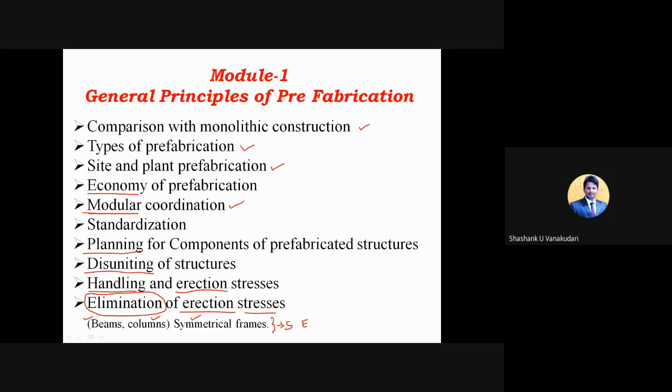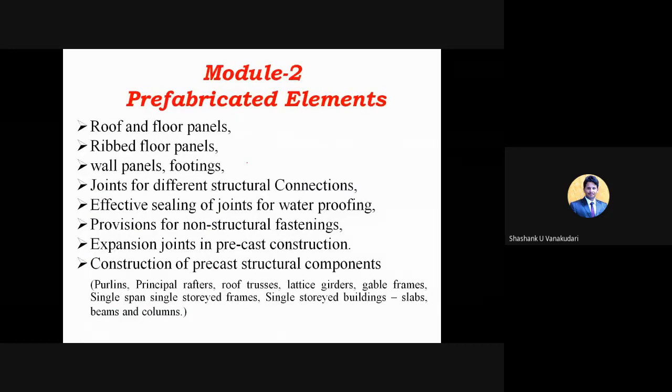This belongs to module 1. And next, module 2, prefabricated elements. Which are the different prefabricated elements will come in this concept: roof and floor panels, ribbed floor panels. So these are the different types of members. Few are used in conventional buildings also, and certain special elements are there which are used only in these prefabricated elements. And then wall panels and footings.